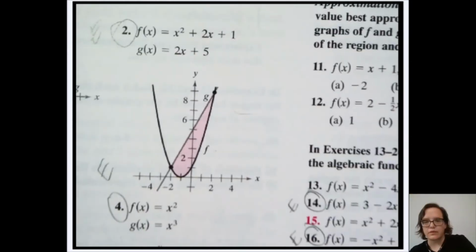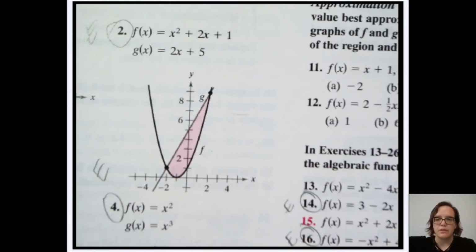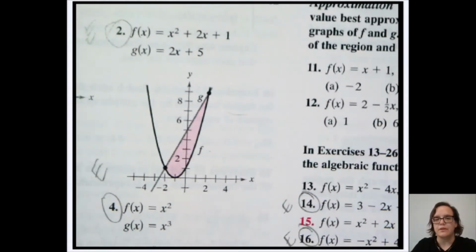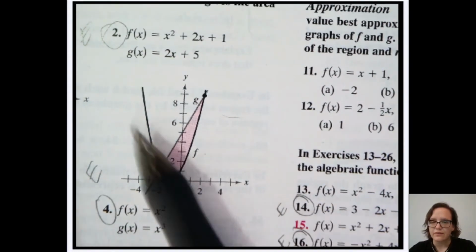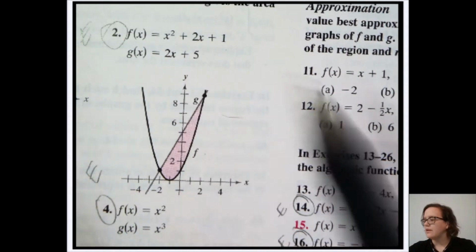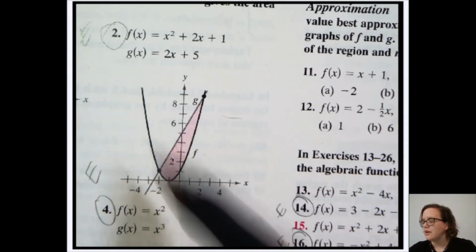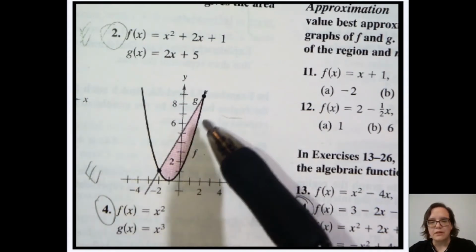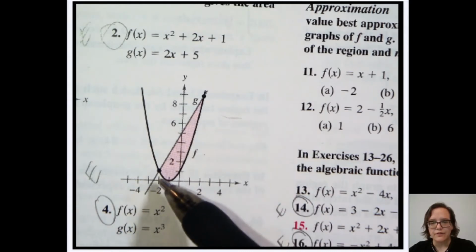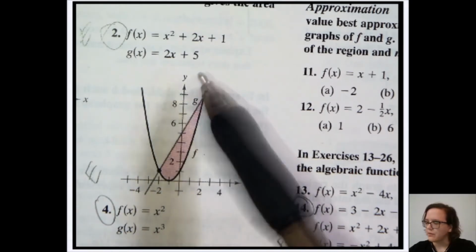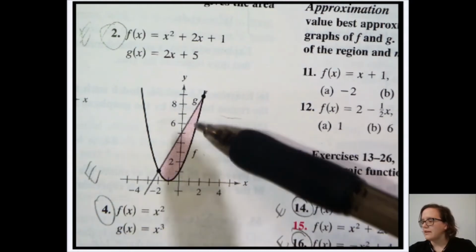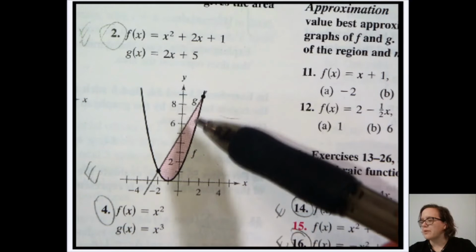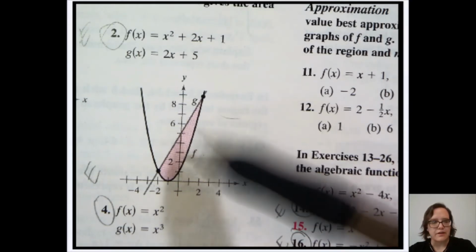We look at this one right here. Hopefully that's pretty clear for you. Notice we do have two functions. They've told us f of x is x squared plus 2x plus 1. So even without this labeled here, x squared is a parabola, so we should know that's that lower curve. And then g of x equals 2x plus 5, so that's this line here. They want us to at least write an expression for finding this pink area.